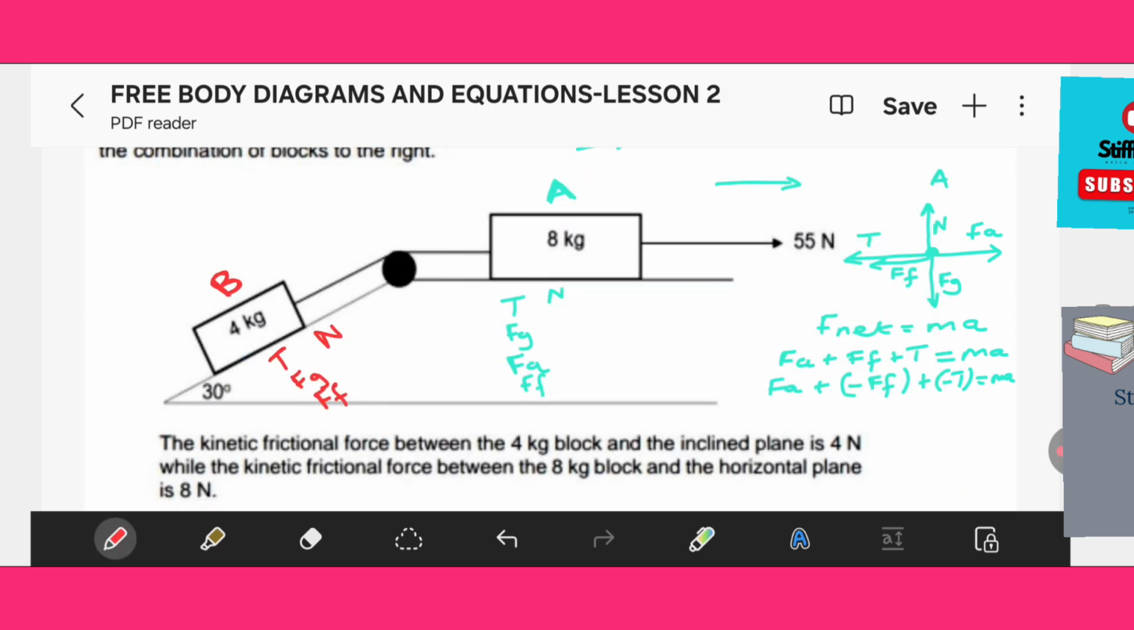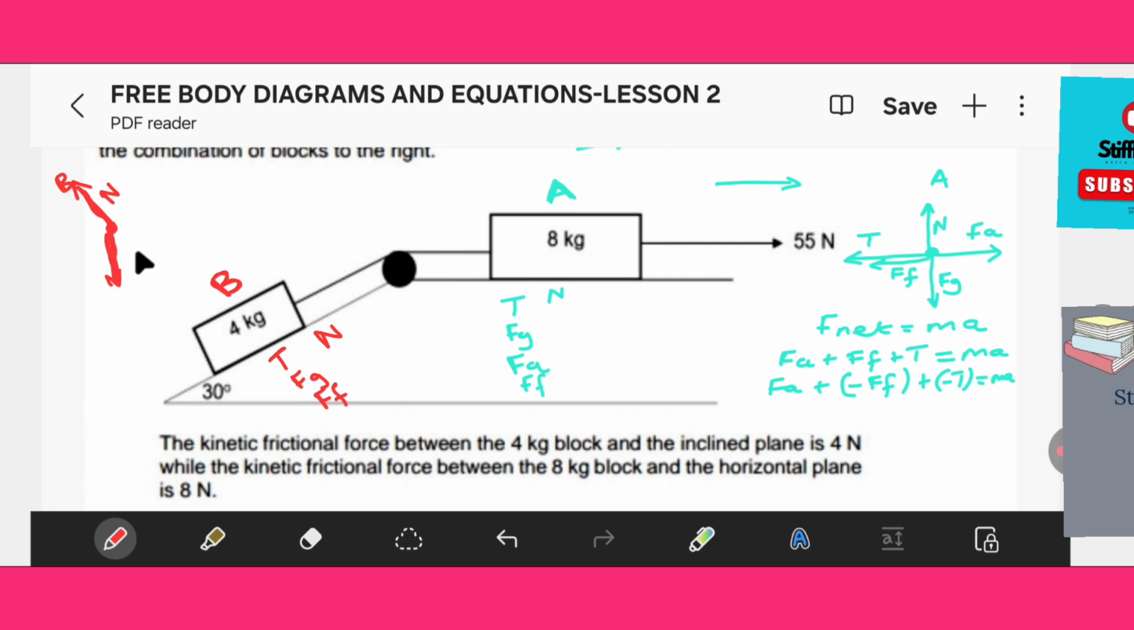So what do we know about object B? Let's first draw the free body diagram of object B. Object B is at an incline. So this will be our object B now. What will our normal force be? It will be perpendicular to the plane. So this is the plane, and our normal force will be going like that. But our gravitational force is always perpendicular downwards. So this will be something like that, perpendicular downwards.